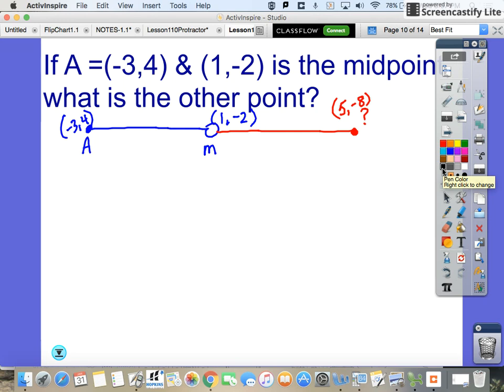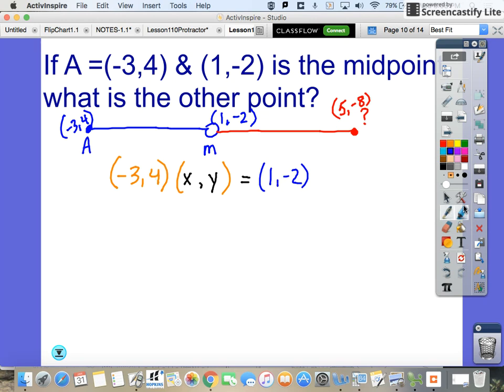But if that doesn't make sense, you're going to have to use some formulas. So what we're going to do, just to get used to things, we're going to call coordinate A negative 3, 4. The other endpoint we're going to call x comma y because we don't know what it is. And then usually what we do is put these two endpoints together to find our midpoint.